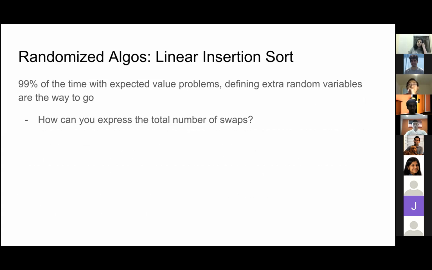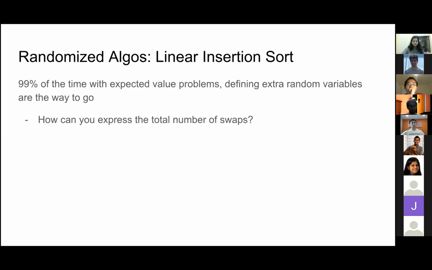Okay, so usually when you're looking at expected value problems in probability, and especially in randomized algorithms, it's almost 99% of the time going to be something with defining random variables. Like indicator random variables or other extra random variables that will make the problem easier to approach. So in this case, how can we express the total number of swaps as some function, probably the sum of several random variables? How can we break the problem up? Does anyone have any thoughts?